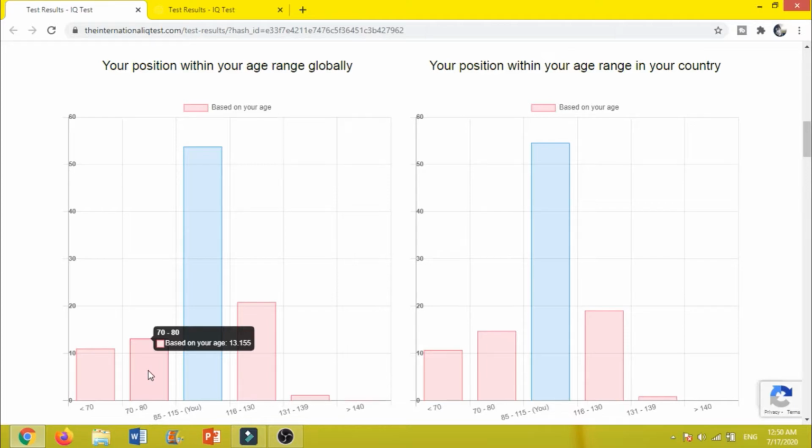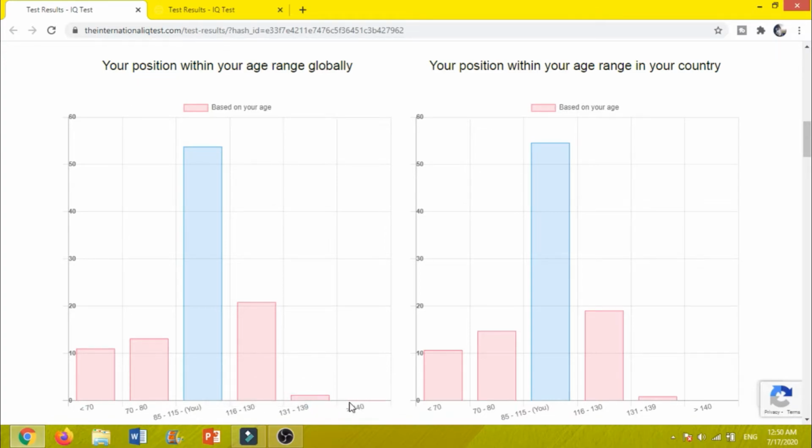The next bar indicates that 13.14% of the candidates obtained a score between 70 and 80. The next big blue bar that you see right here is where I'm at. As you can see, it says right here, "You." 53.78% got a score between 85 and 115. So my score of 113 lies in this bar right here, which is a majority. Then 20.86% lies in between these scores, and 1.18% lies in between these ones.